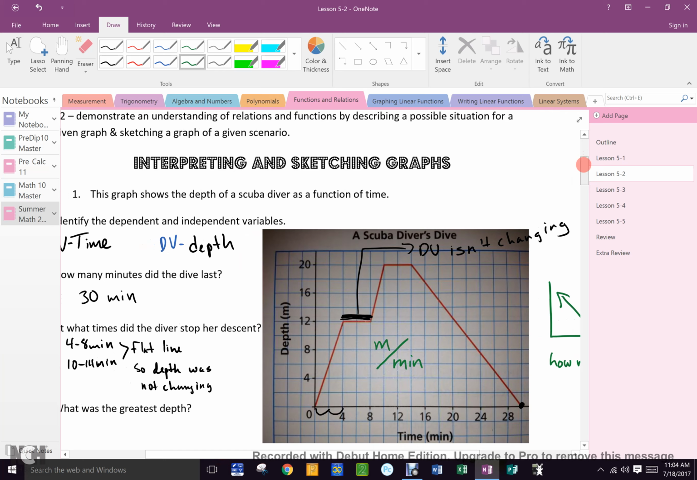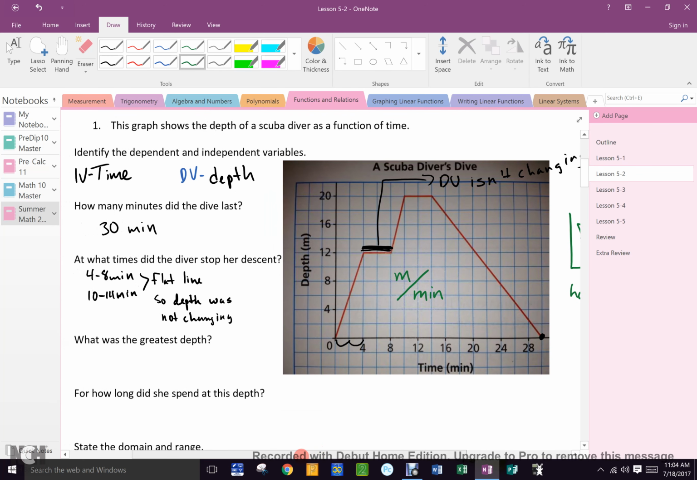So, what was her greatest depth? 20 meters. Now, this causes trouble for kids because she has gotten to a depth of 20, yes? But isn't 20 below the surface? So, shouldn't it be negative 20?